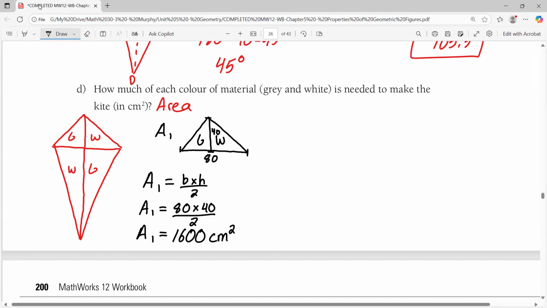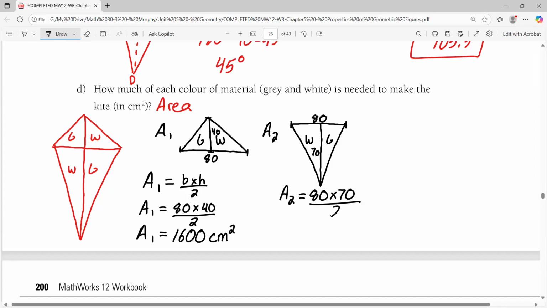Okay. And then area 2. So we got white and gray. And it's just a triangle upside down, so we can still use the same equation. It's 70 and 80. So then A2 base times height divided by 2. The second area is 2800.